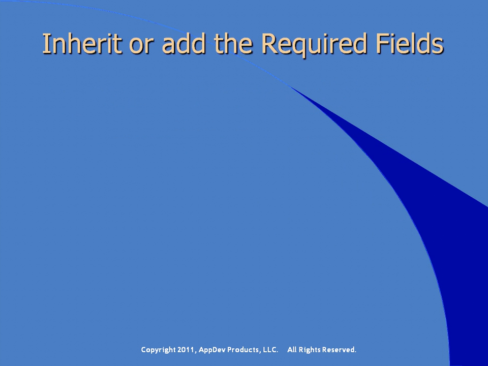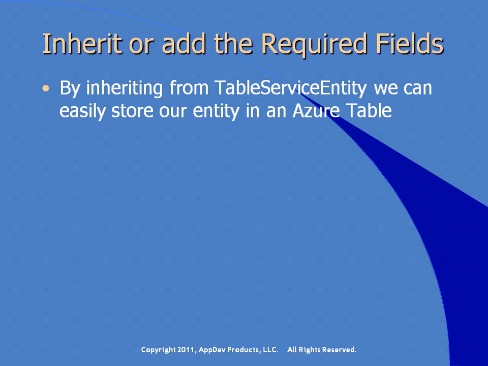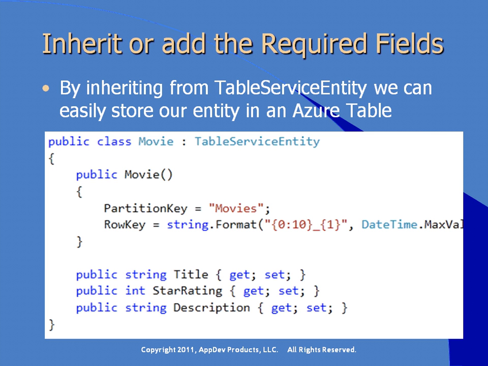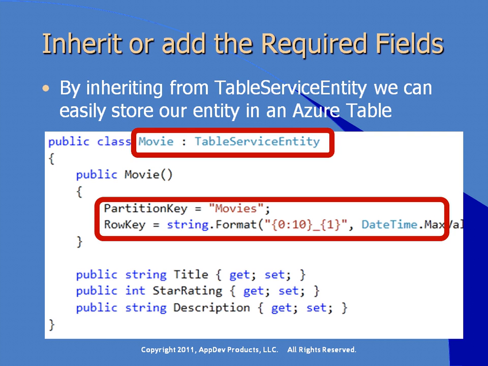However, we said that there are certain properties that our table needs to inherit. This can be easily done by inheriting from the table service entity class that will allow us to easily store our entity in an Azure table. So here's our movie class, and we inherit from the table service entity, and we simply include the partition key and row key. We don't need to include the date timestamp because that will be added for us behind the scene, but we include the partition key and row key and then just add the other properties for our columns. In this example, title, star rating, and description for movies. So here our class inherits from the table service entity, and we include the partition key and row key.